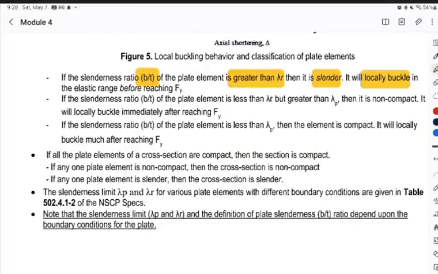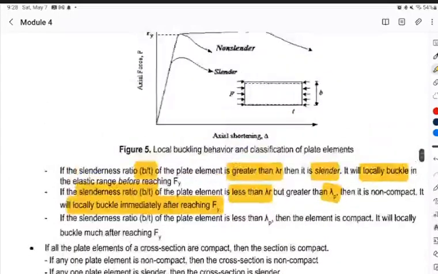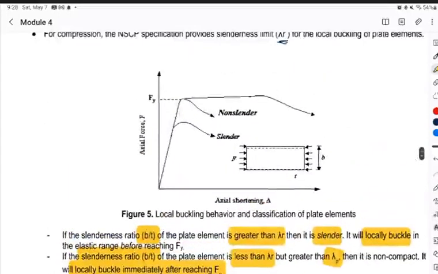Now, if the slenderness ratio b over t is less than lambda r but greater than lambda p, then it is non-compact. Anong ibig sabihin nun? It will locally buckle immediately after reaching Fy. So okay lang. Pag-reach nyo yung Fy daw, and then at this point, magbabuckle na siya locally.